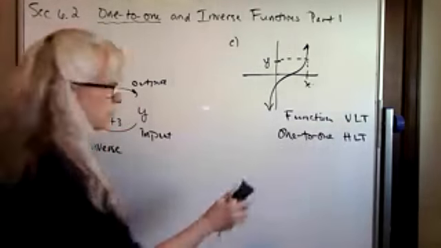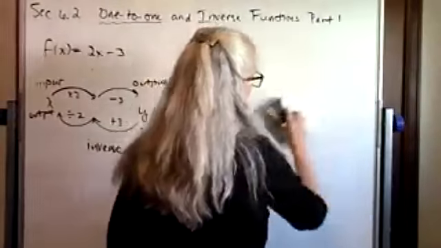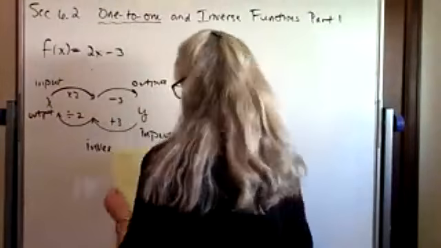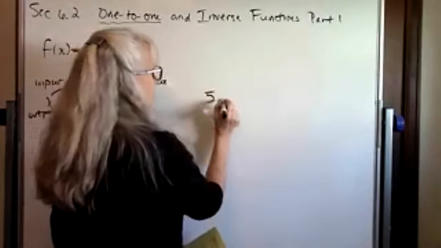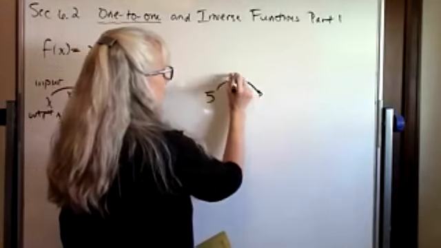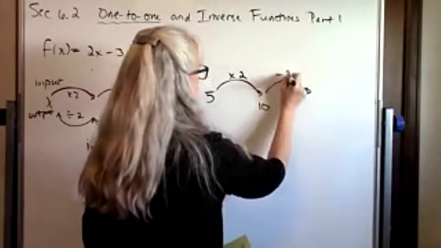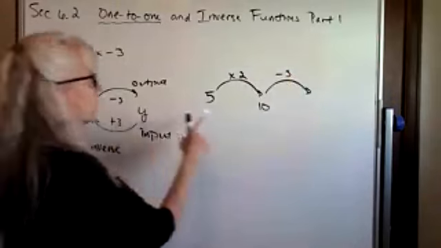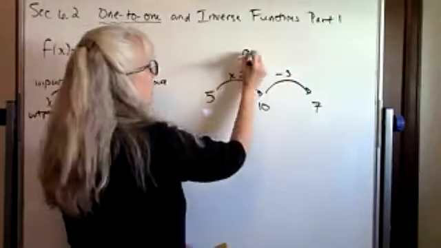So let's do it with a number. The number we're going to work with is, let's put in a 5. So same function, we're going to put in a 5. The first thing we're going to do is multiply by 2. So that's going to give me 10. And then I'm going to subtract 3. So following this schema, 10 minus 3 would give me 7. So that's the function. That's f of x.